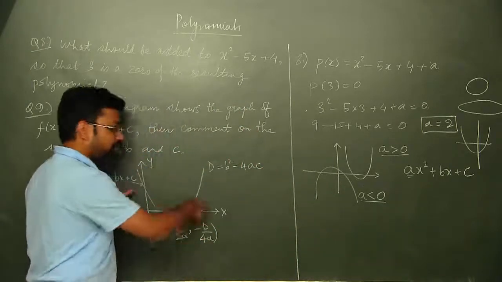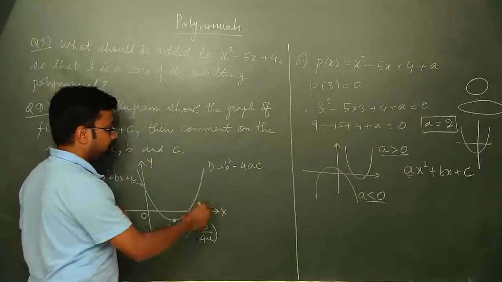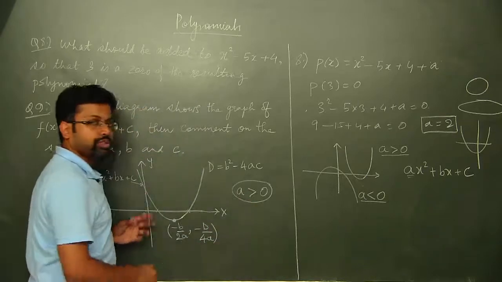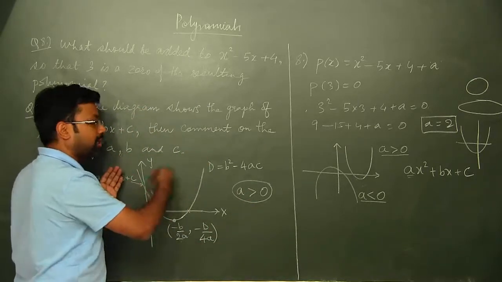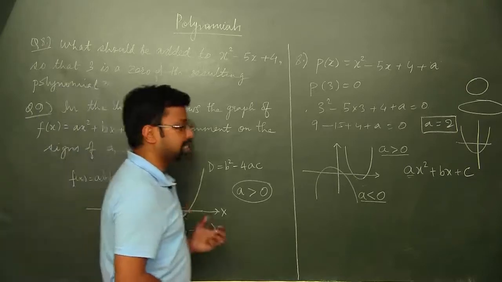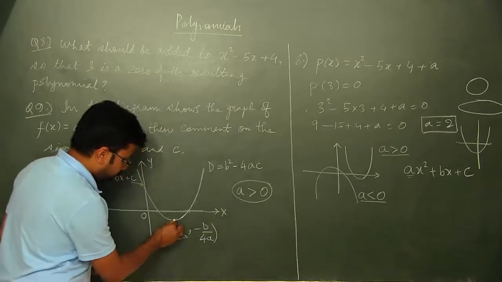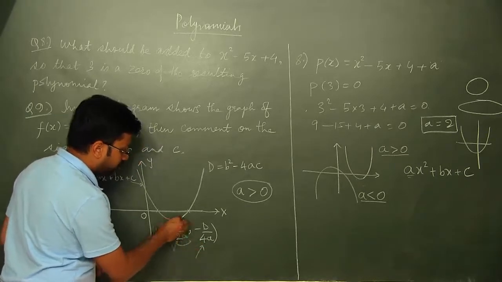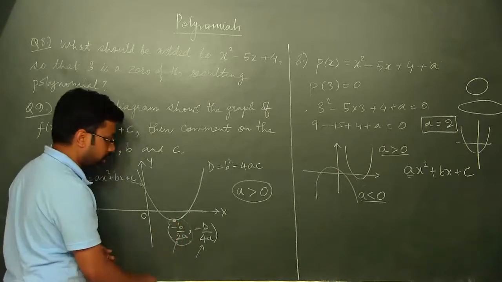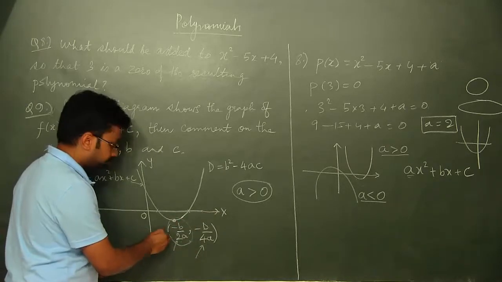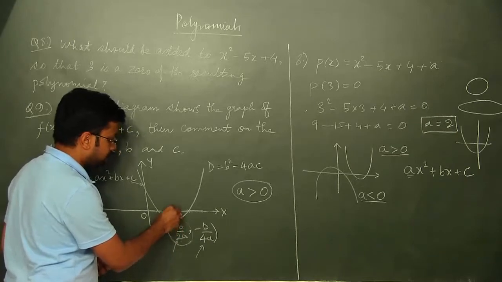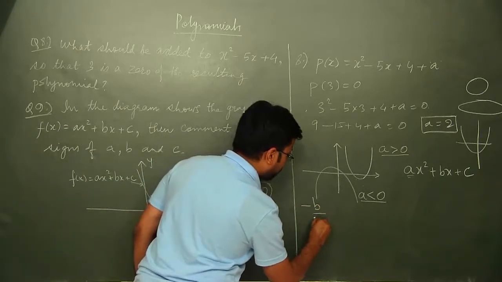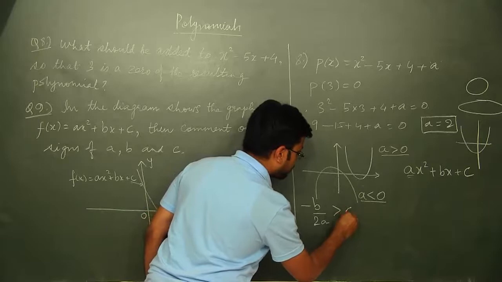So since this is an upward bent graph, we can ascertain that a will be greater than 0. This is something that we know for certain because it is U-shaped and not inverted U-shaped. Now about b and c. If you look at this point, which is minus b by 2a and minus d by 4a, this is the x coordinate of the point, and this is the fourth quadrant. In the fourth quadrant, x is positive and y is negative. So minus b by 2a will be positive. It has to be positive.